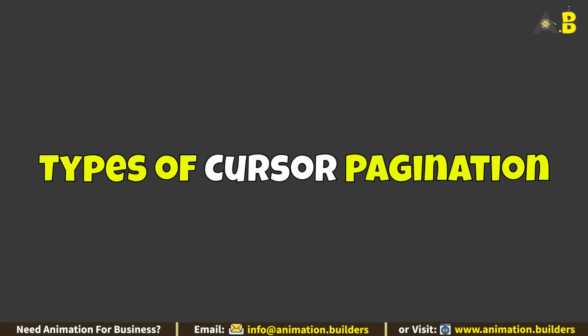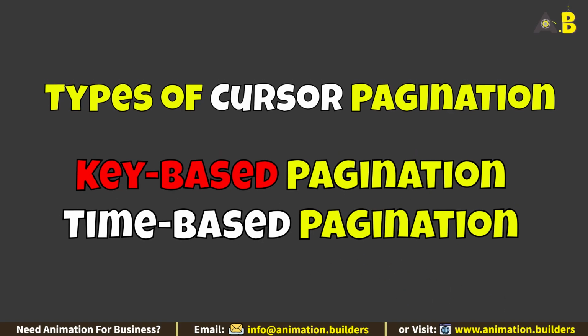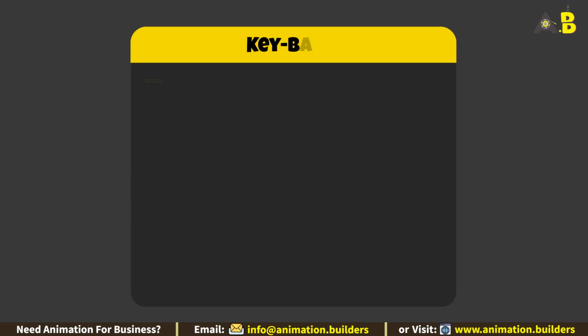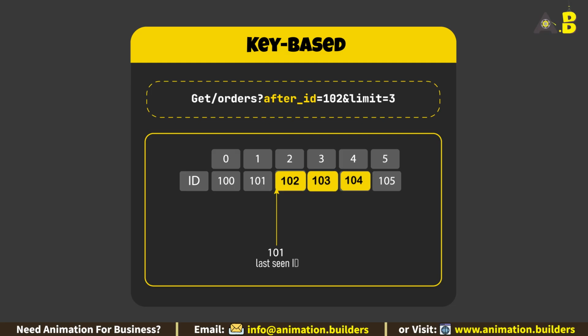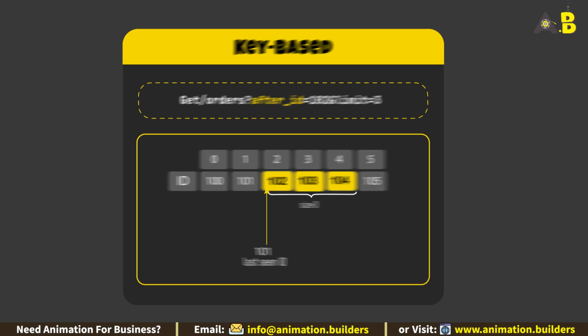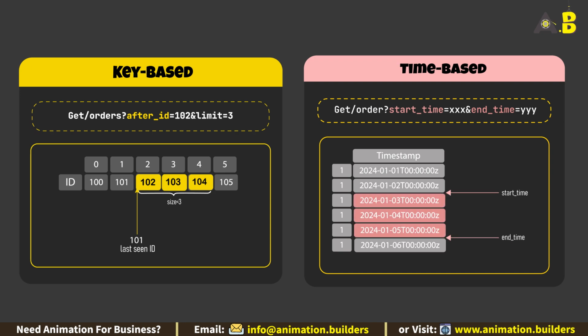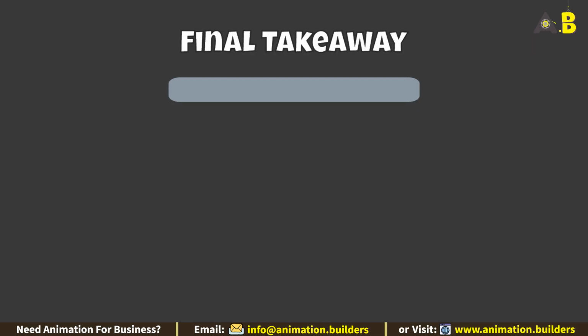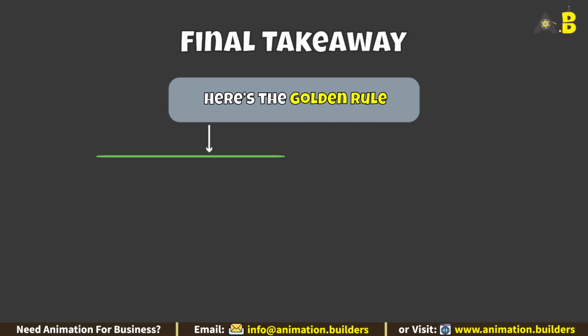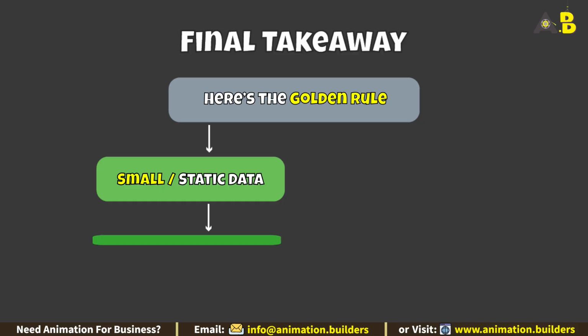Types of cursor pagination. Two popular approaches. Key-based pagination uses a unique ID. Example: fast and efficient. Time-based pagination uses timestamps, perfect for feeds and logs. Example.